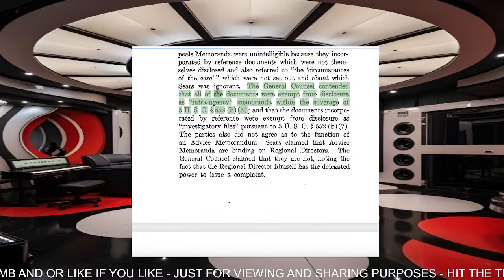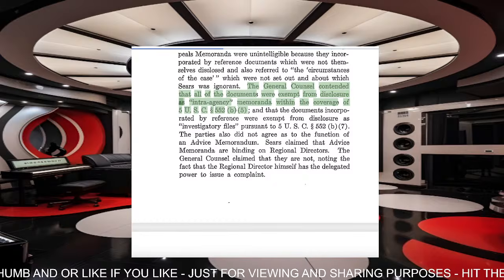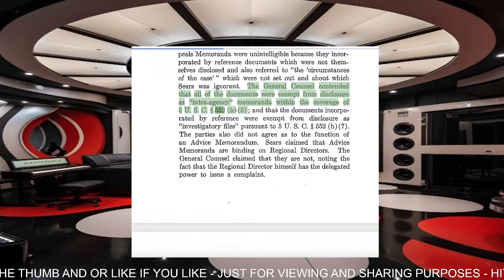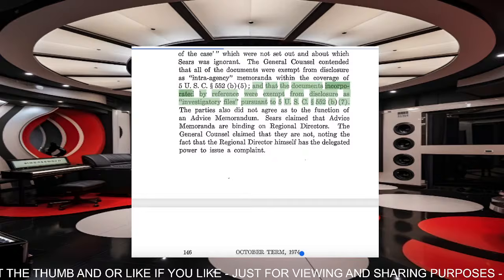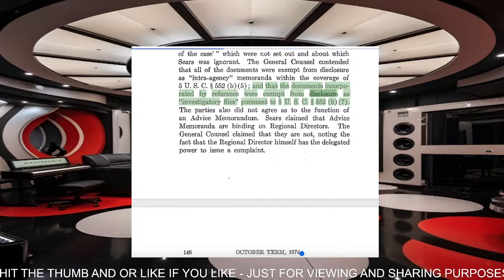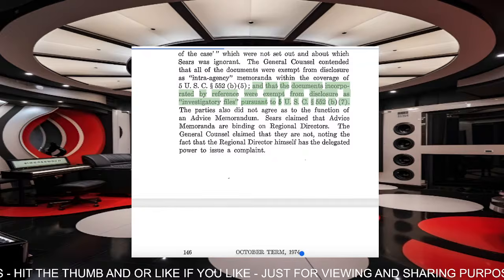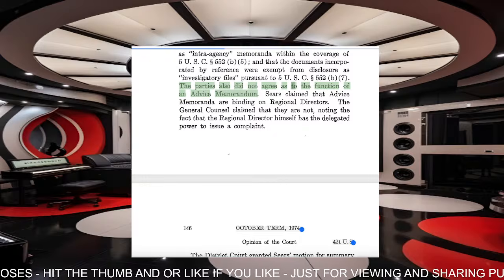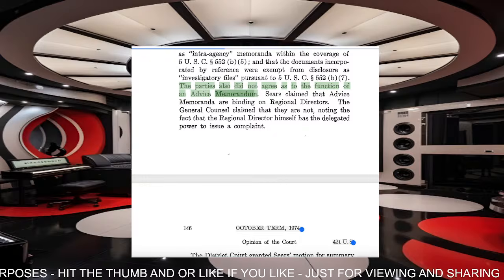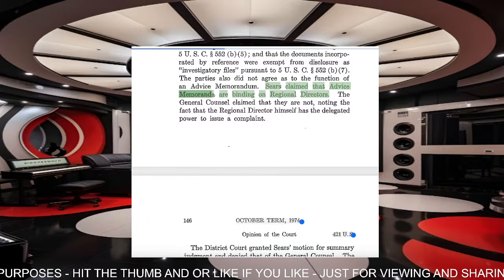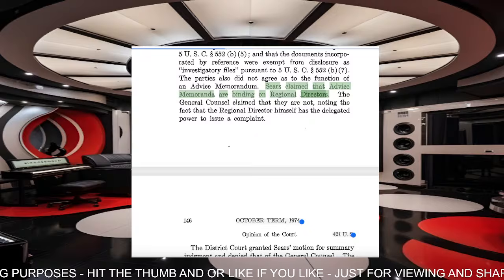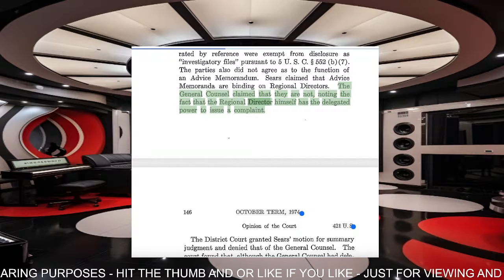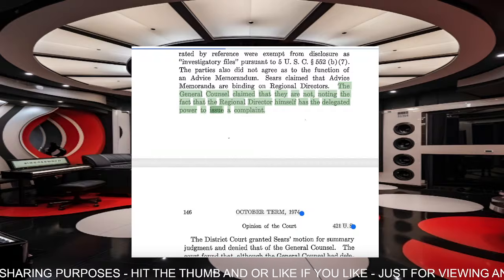The General Counsel contended that all of the documents were exempt from disclosure as intra-agency memoranda within the coverage of 5 U.S.C. 552, and that the documents incorporated by reference were exempt from disclosure as investigatory files pursuant to 5 U.S.C. 552. The parties also did not agree as to the function of an advice memorandum. Sears claimed that advice memoranda are binding on regional directors. The General Counsel claimed that they are not, noting the fact that the regional director himself has the delegated power to issue a complaint.